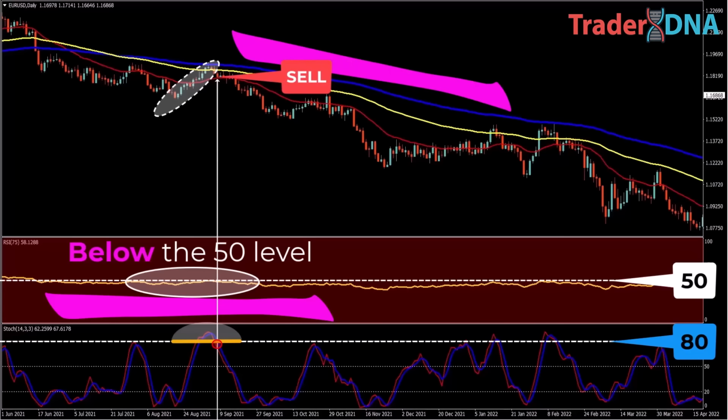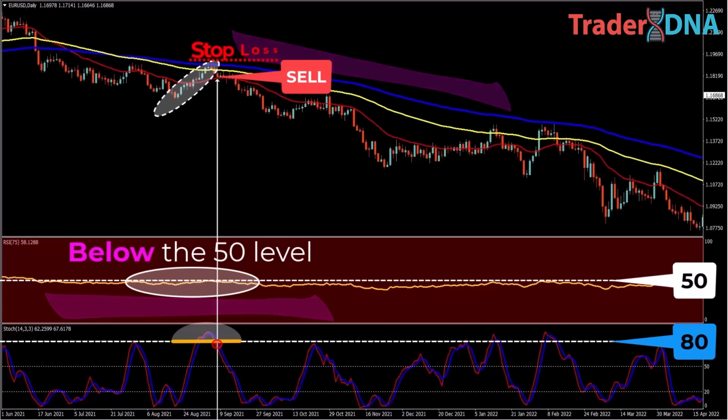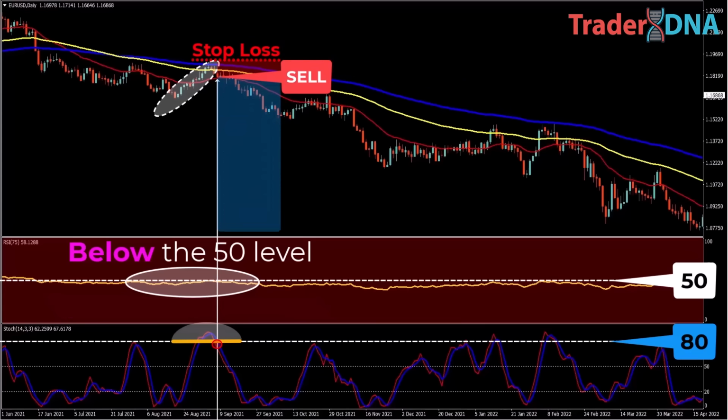Now, where should you place your stop loss? Easy, right above the 140 EMA. Because if price blasts through that line, it probably means the bears just lost the battle and the bulls are taking over. So no drama, you just get out and reassess. But if the price respects that EMA and drops, you're riding a wave that could give you a massive reward with tiny risk. That's how smart traders win.